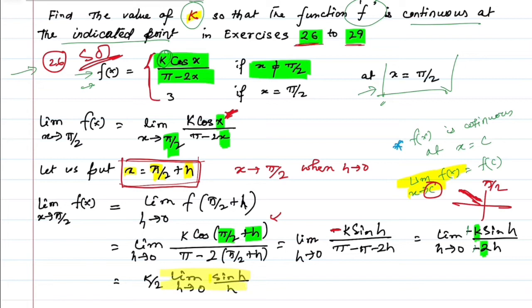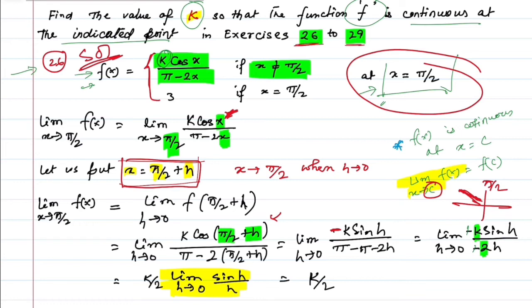Now this is a standard limit. We have already got that limit x tends to 0 sin x by x is equal to 1. So we are going to use this result here. That is why it will be k by 2 into 1, that is equal to k by 2. So here we have got k by 2. Now you see, for this function f to be continuous at x is equal to pi by 2, it must satisfy the condition given here.